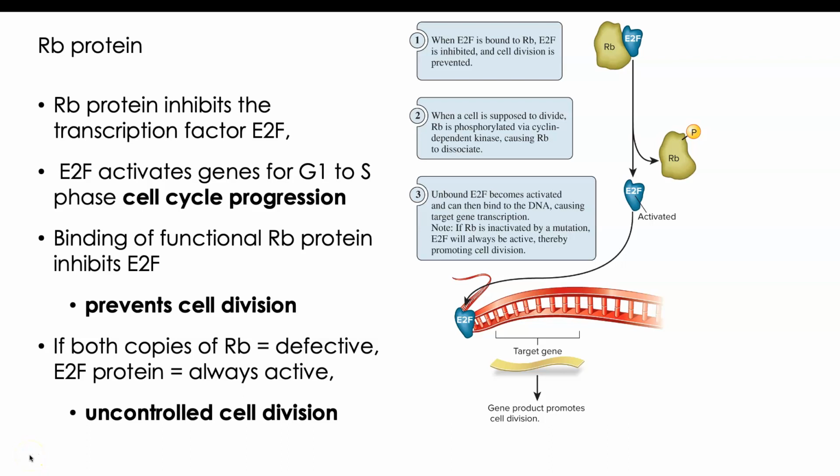RB codes for a protein, and the RB protein inhibits the transcription factor E2F. And E2F is what's going to activate transcription for genes that progress your cell from G1 to S phase. So the binding of your RB protein inhibits E2F and it prevents cell division. So when both copies of your RB gene are broken, your E2F protein is always active and you have uncontrolled cell division.